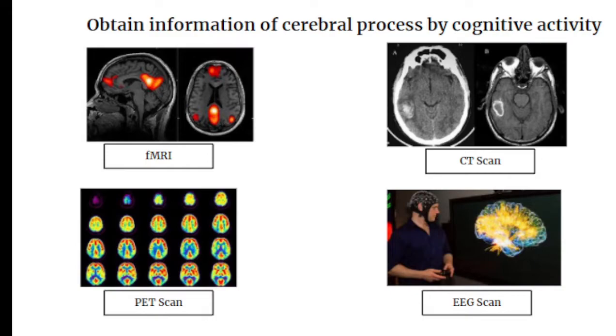And so we study the brain structures here, how the brain functions, how the parts of the brain function, and which part of the brain is related to which function, etc. So the first part that we see here is obtaining information from cerebral processes by cognitive activity. So what is a cerebral process? First of all, let's understand that.